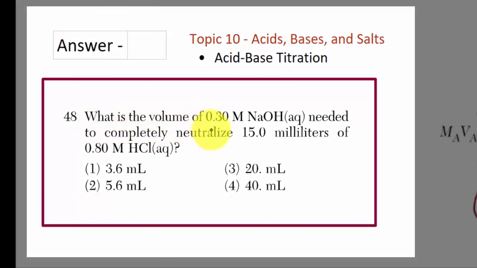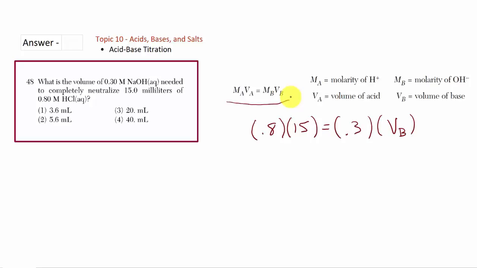Question 48. What is the volume of 0.3 molar sodium hydroxide needed to completely neutralize 15.0 milliliters of 0.8 molar hydrochloric acid? This is a typical neutralization problem, which is done in a titration experiment. So we're going to go to Table T, bring in the formula for calculating such things. MAVA equals MBVB, and this is what all those things mean. You should recall all that. And we're going to plug in the numbers from the question, so let's highlight them first.